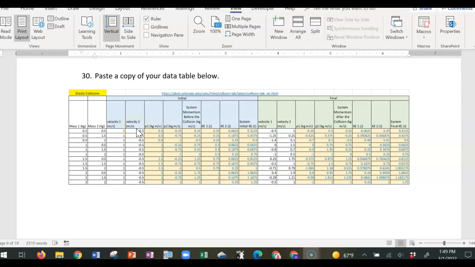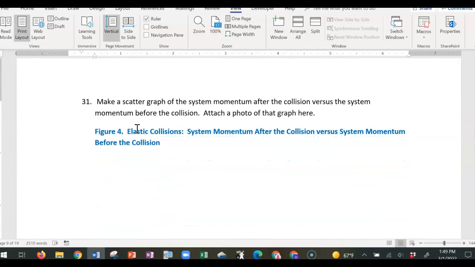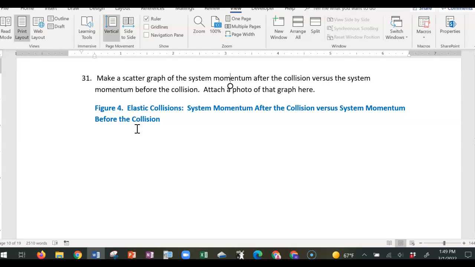This webcast continues the discussion of the lab on conservation of momentum. We're currently in part 2, looking at elastic collisions, and we've just finished step 30, which was to fill in the post-collision velocities for each item in the table. So if you've done that, at step 31 it says, let's make a scatter graph of the momentum after the collision versus the momentum before the collision.